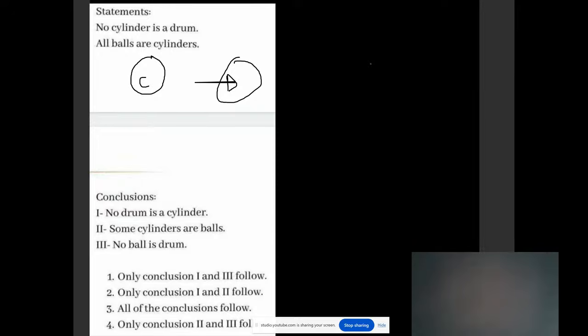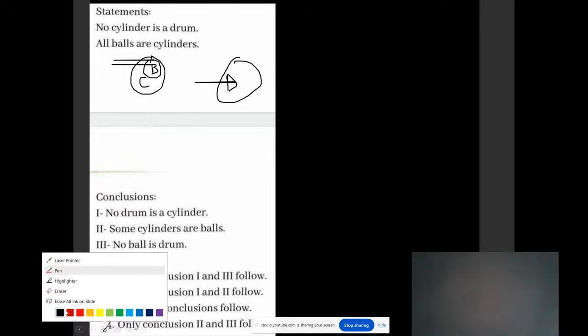Okay, next one. All balls are cylinders. So I'm taking the entire ball circle inside the cylinder circle. So all balls are cylinders. Okay, this is the minimum possible diagram. Now from this one we should check for conclusions.